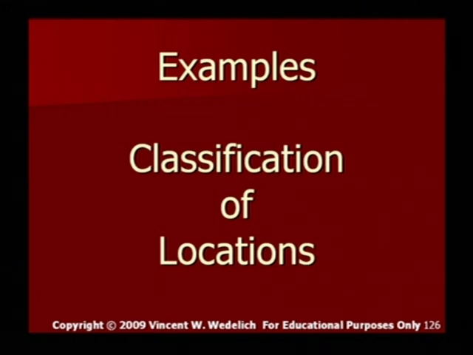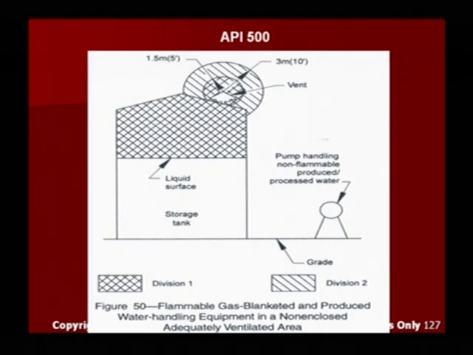Okay, let's talk about examples of classification of locations. So here we have a tank, and it's full of a liquid. It's a storage tank. And you can see these hash marks right here is a Div 1 area. And then we have a vent, and a 3 meter or 10 foot diameter around that would be a Div 1 area. And then a 1.5 meter or 5 foot diameter around that would be a Div 2 area. And so here you would have, this is your grade right here.